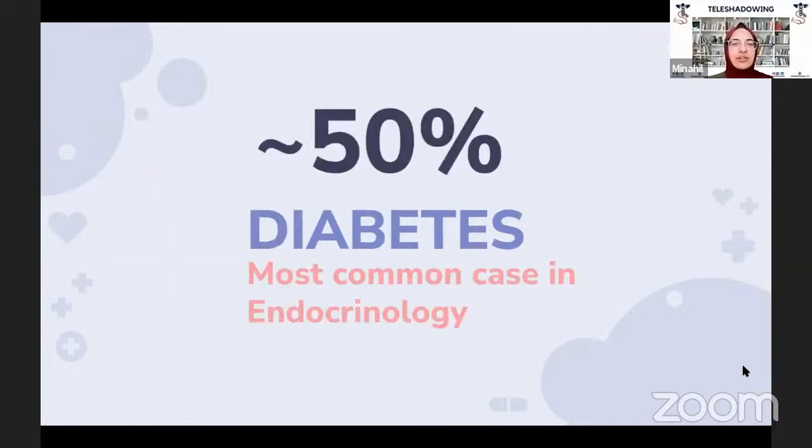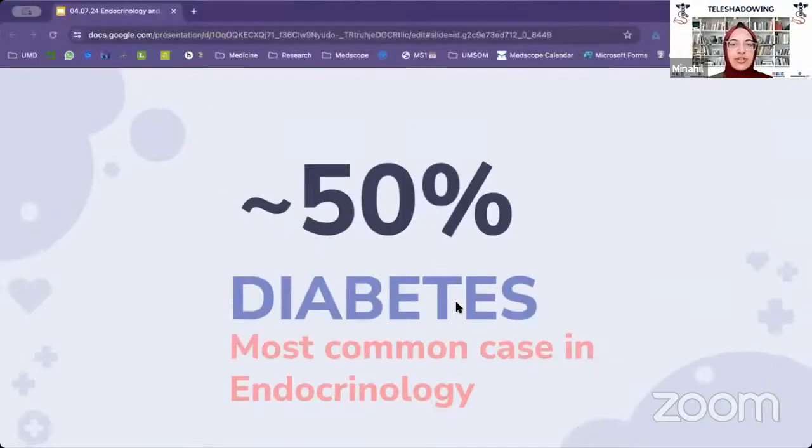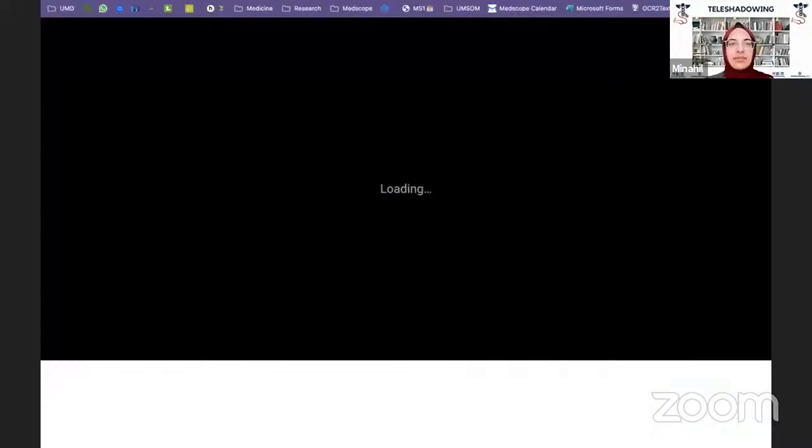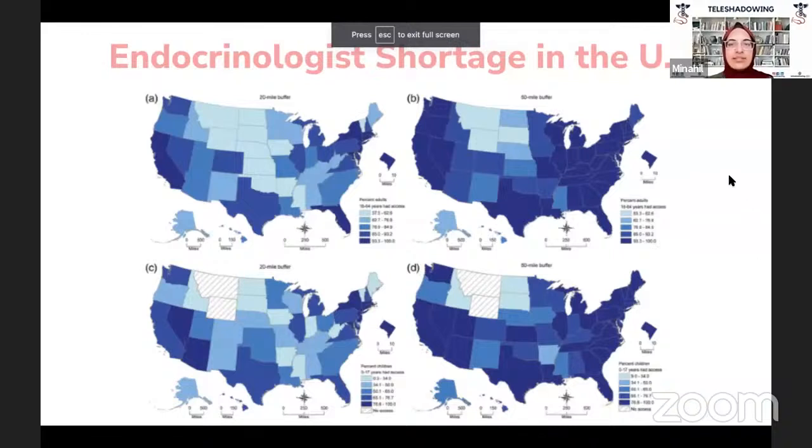Now, I did also want to touch very briefly on the endocrinologist shortage in the United States. This is a map showing that panels A and B are for adults over the age of 18, and panels C and D refer to pediatric populations. The first map, panel A, is talking about a 20-mile buffer. They're assessing the percentage of adults over 18 that had access to an endocrinologist within 20 miles. You can see here in dark they have more access, but in light they have very little, about 37%. This is what the light blue means.